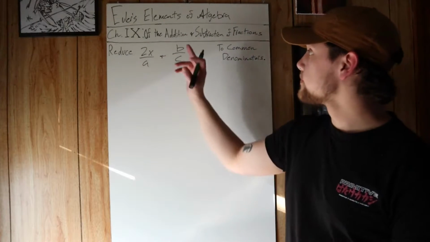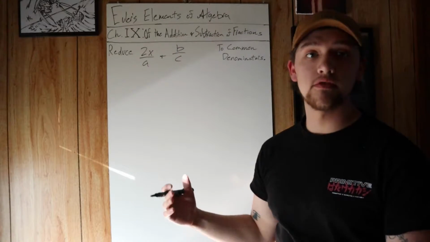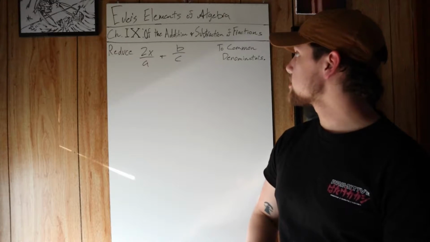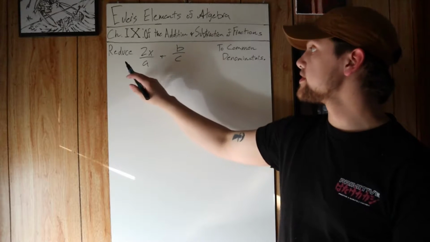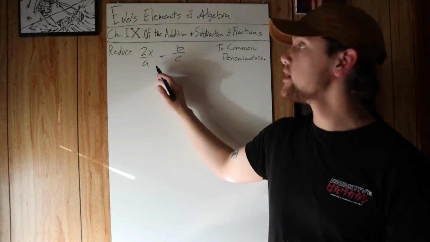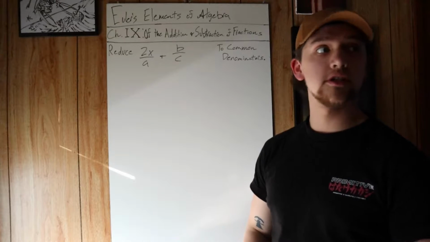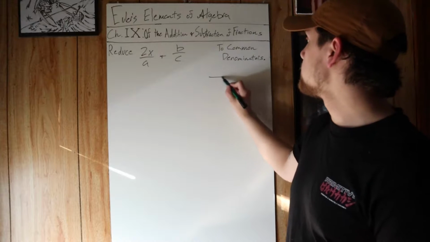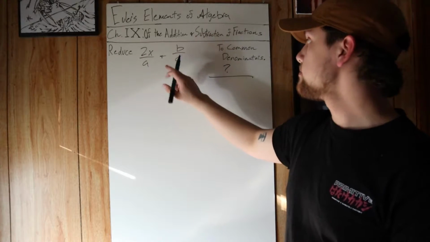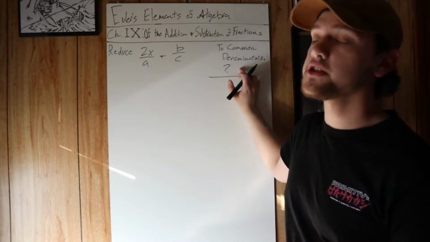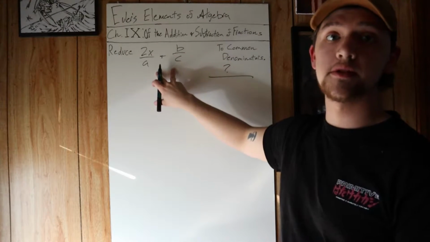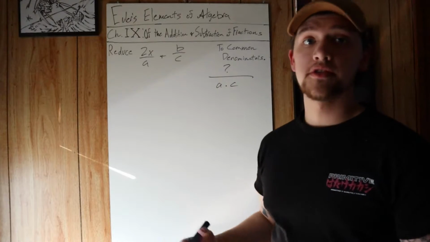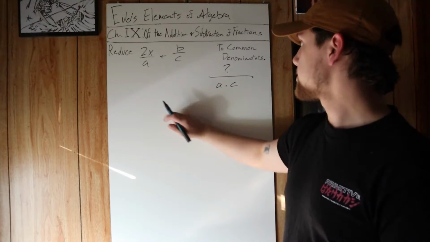Alright, so here we go. First example from Chapter 9 of Euler's Elements of Algebra, of the addition and subtraction of fractions. So here we have to reduce the quantities 2x over a and b over c to their common denominator. So by the general rule, we don't know exactly what the numerators are going to consist of, but we know that the denominator is simply going to be a times c, because they both need to satisfy their common denominator.